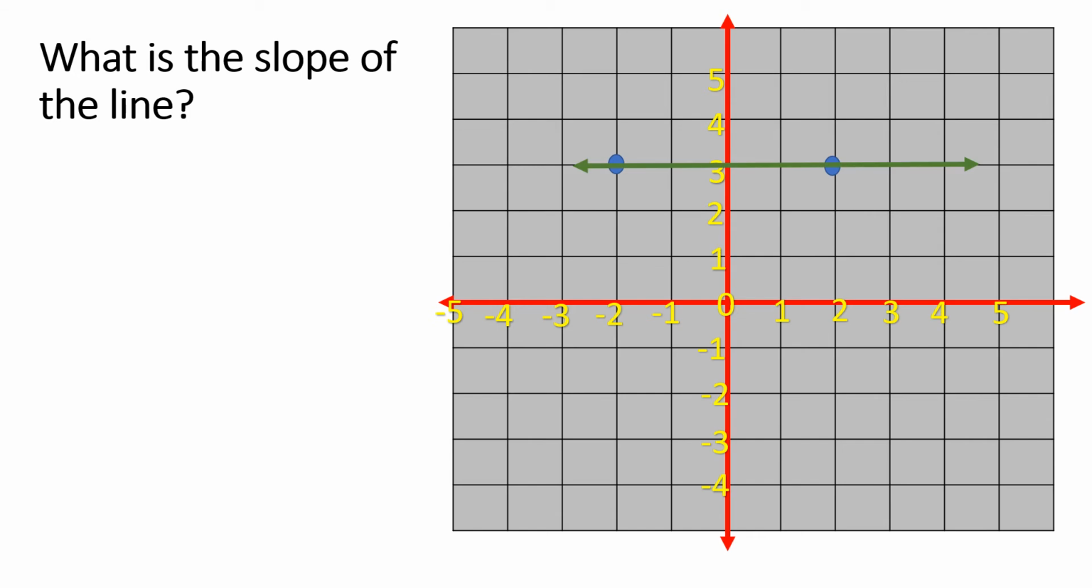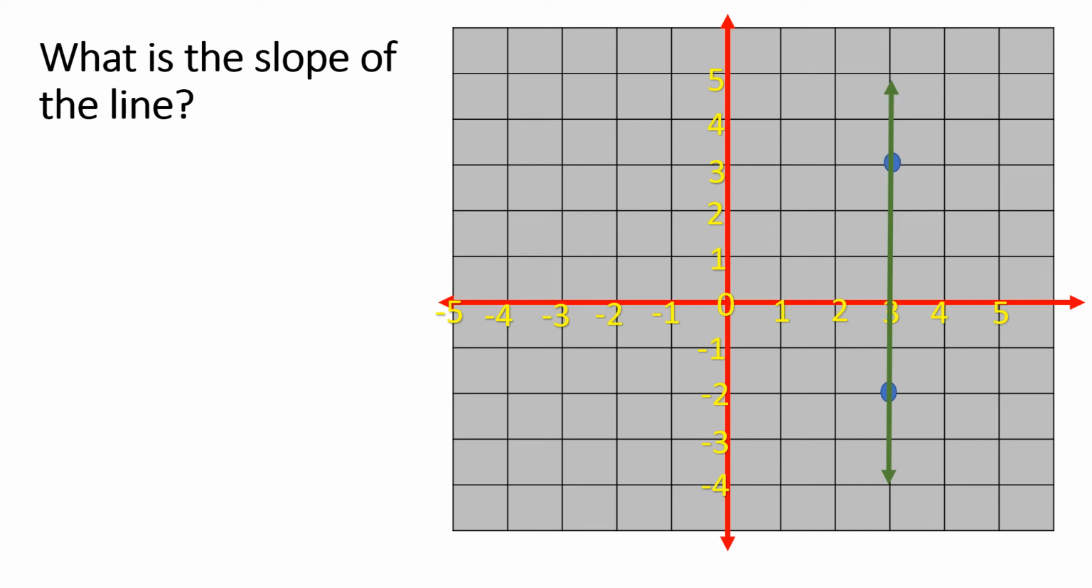Next example is this horizontal line. The change in y is 0 because we did not go up or move down. Thus, our numerator is 0 and the denominator is going to the right, which is 4 units. So we have the slope of this horizontal line 0 over 4, which is equal to 0. Take note that all horizontal lines have a 0 slope.